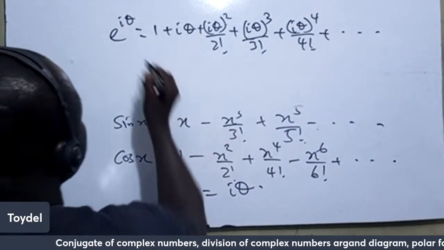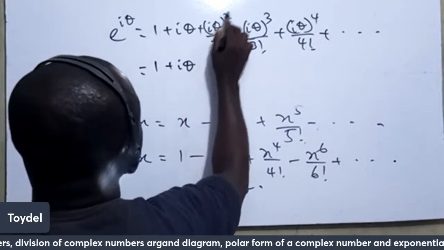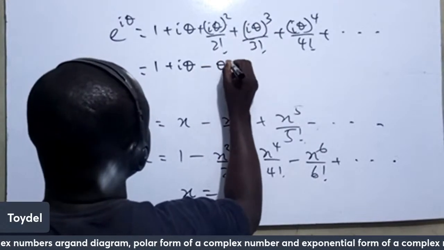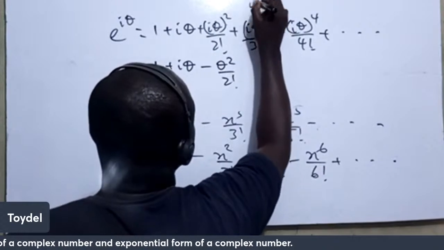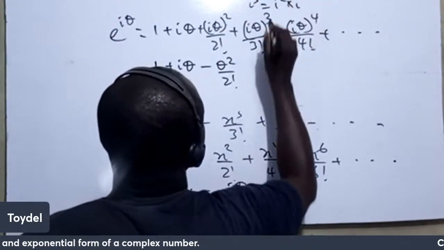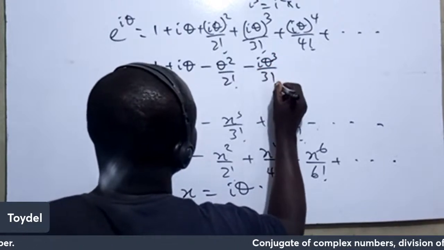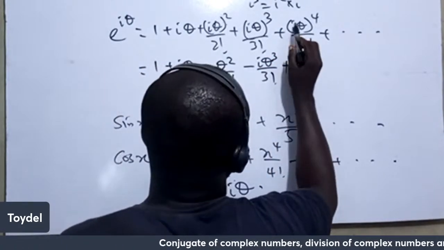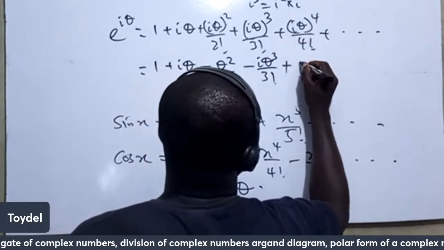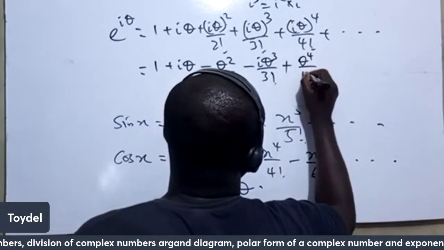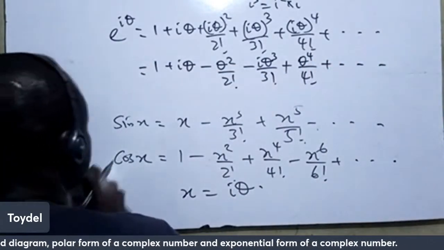So if we expand this, we are going to get 1 plus i theta. i squared is minus 1, so we have minus theta squared all over 2 factorial. Here we have i raised to 3, which is i squared times i, and i squared is minus 1, so I'm going to have minus i theta cubed all over 3 factorial. Here we are going to have plus, because i raised to 4 will be 1, so we have plus theta raised to 4 all over 4 factorial plus, in that order. That's what we are going to get.